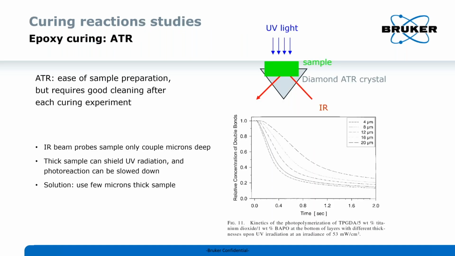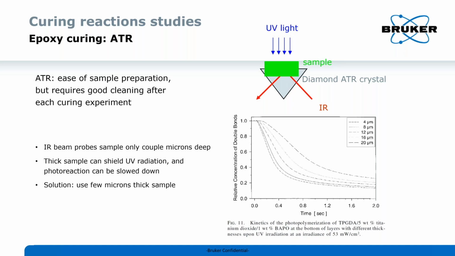Another really good example is looking at curing reactions. If you have your sample, you just put it onto the diamond crystal, and then you allow the UV light to impinge on it. The diamond crystal is very robust, so you're not going to damage the crystal by doing these types of experiments. And you can see from the graph on the lower right that over time, even a fraction of a second, you can see the reaction dynamics proceed very nicely.